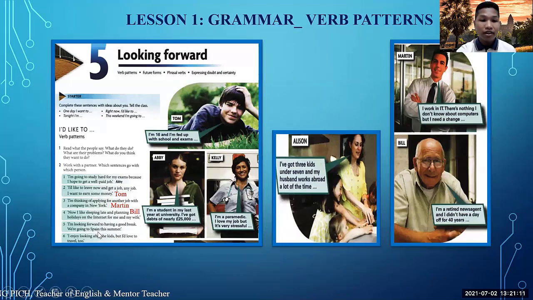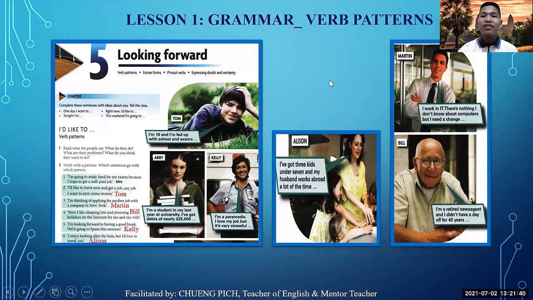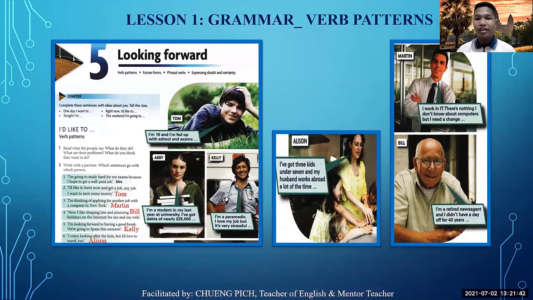Number 5, I'm looking forward to having a good break. We are going to spend this summer. So only 2 people more, you can choose one of them, Kelly or Alison. Let's check the answer. Okay, Kelly. And the last one, as the answer, is Alison. Alison says, I enjoy looking after the kids, but I'd love to travel too. So here are the answers for this very short activity.